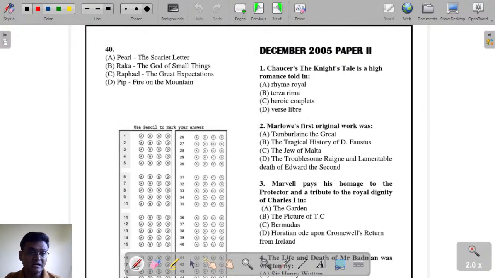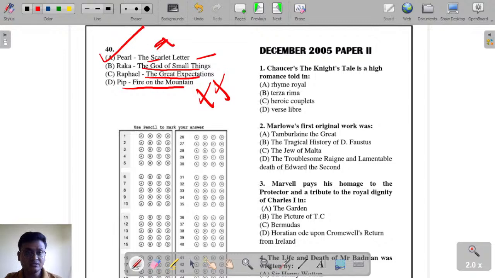Question 40. Pearl, The Scarlet Letter. Rahel from The God of Small Things. Raphael from Great Expectations. Pip from Fire on the Mountain. This is also wrong. Pearl is from The Scarlet Letter. Author of The Scarlet Letter here. So 40 is actually 40A, this one is the right answer. Pearl appears in The Scarlet Letter. This is Hawthorne. Hawthorne is the right answer.